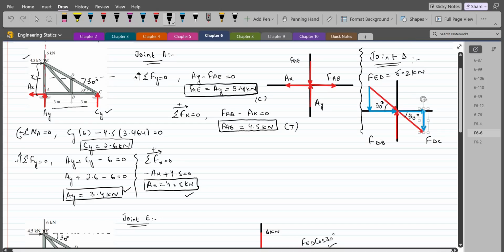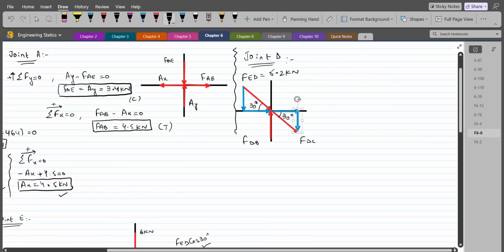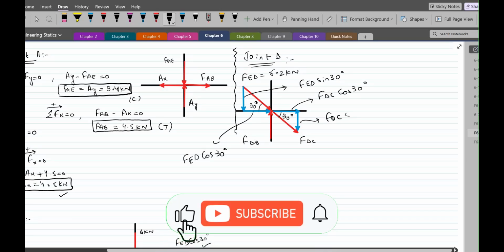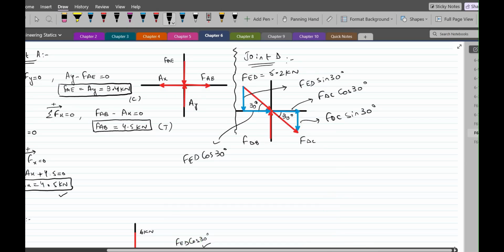So let's label them. So this right here is FED sine 30 degrees. This is FED cos 30 degrees. This is FDC cos 30 degrees. And this is FDC sine 30 degrees. So now we can apply the equations of equilibrium.